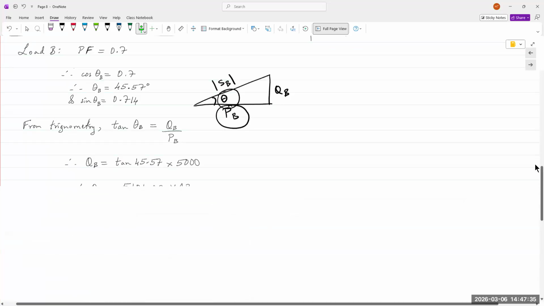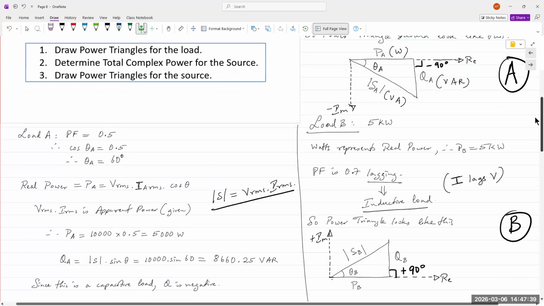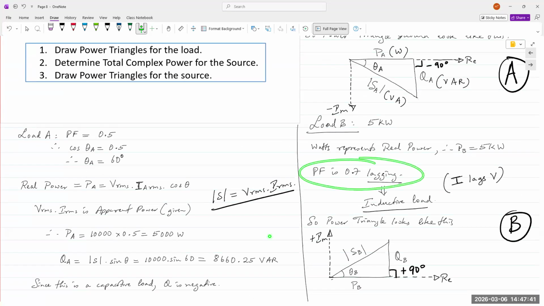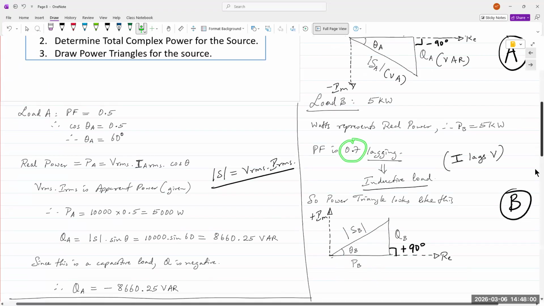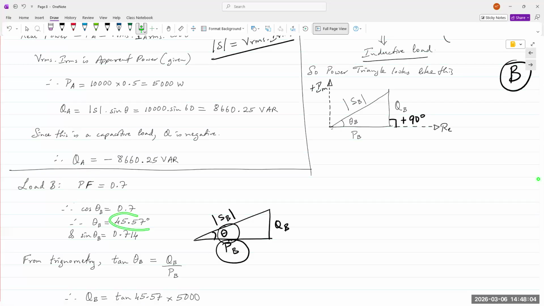Load B is provided with a power factor of 0.7 lagging. Because it's lagging, it's an inductive load. That means the power triangle should look like this. QB pointing up. 5 kilowatts, meaning resistive power PB is provided. And since power factor is 0.7, cosine of theta is 0.7. So theta is going to be 45.57.